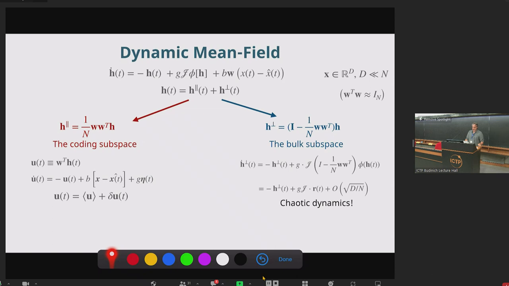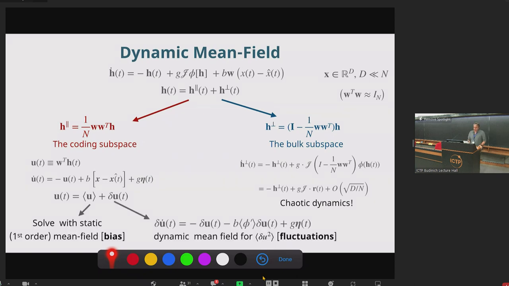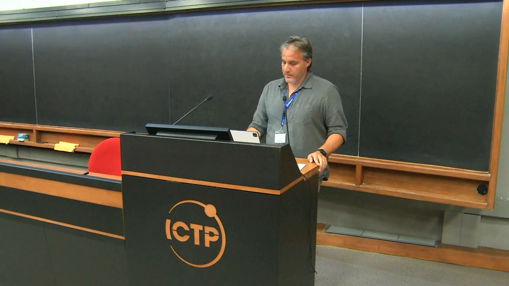The last thing we can do to solve this equation is look at this field U and divide it into its mean, which is like a thermal mean, or mean over the noise, or mean over time, and the fluctuation. Then we solve a static, or first-order, mean field for the mean mu, and that will give us the bias in the estimation of X eventually. We can use second-order mean field, or dynamic mean field, to solve the fluctuations and give us the fluctuating error of the readout.